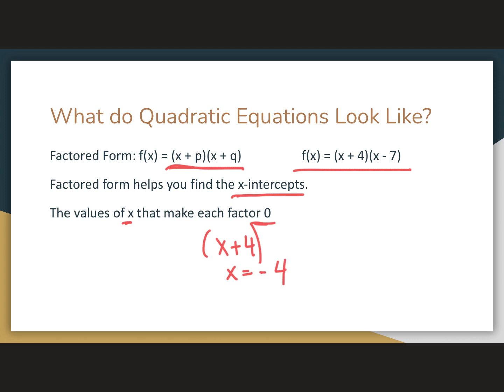And it works that way because we would need it to be 0, and the only way to multiply two numbers and get 0 is for one of them to be 0. So in this case, my x values would be -4 or 7. So those would be my x-intercepts.